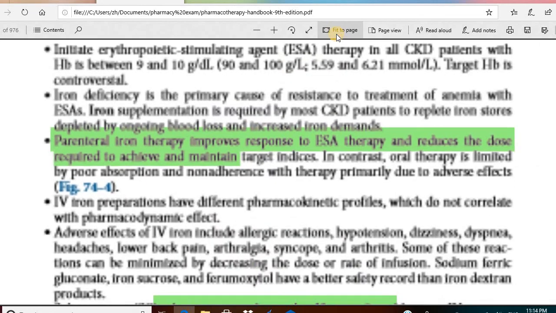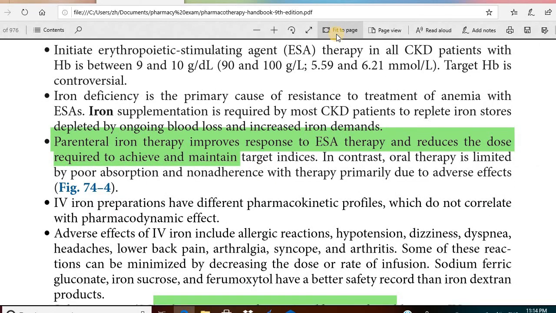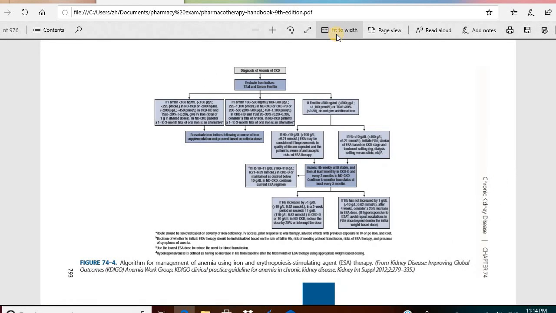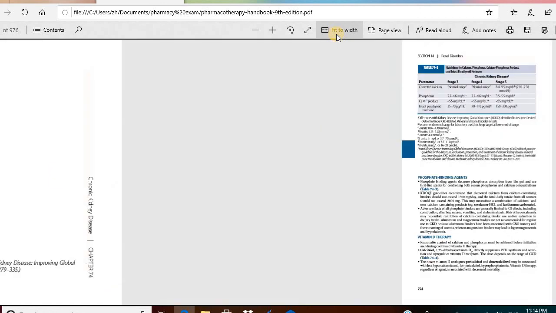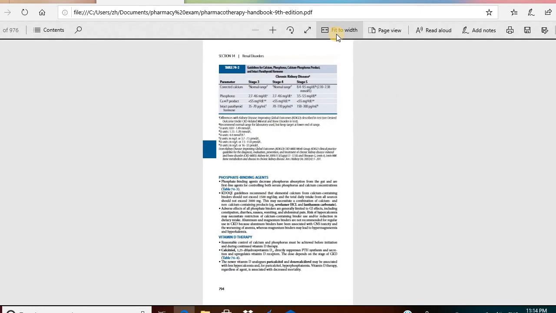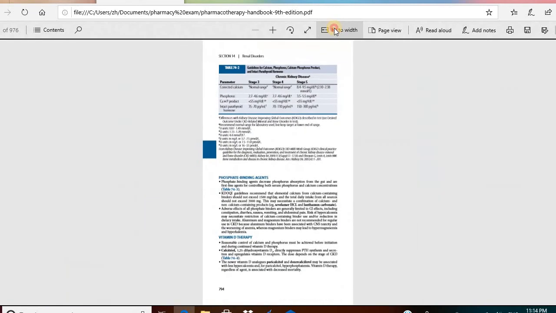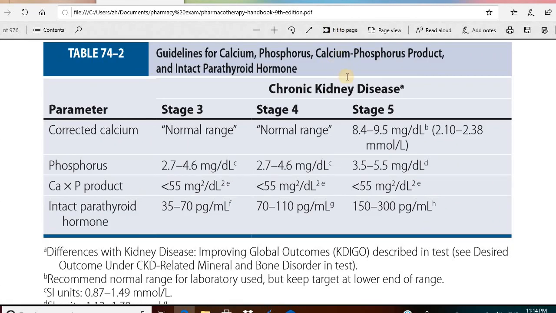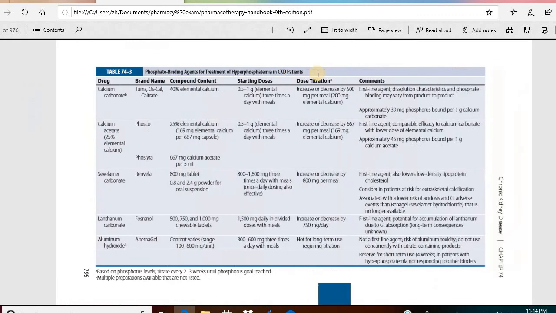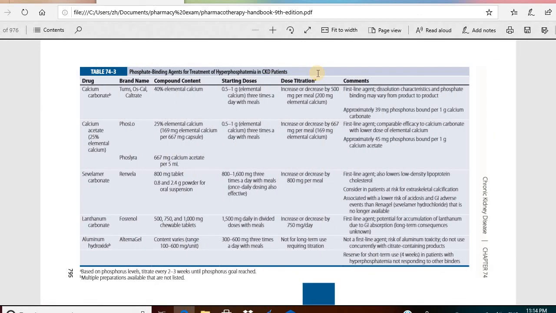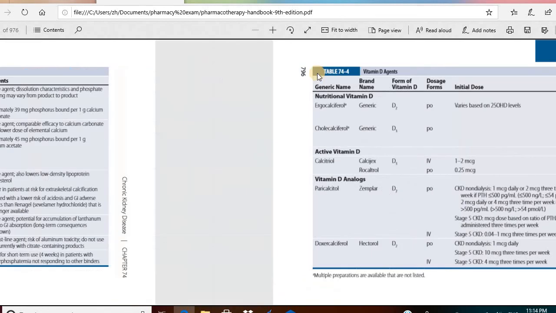Then we have discussed the anemia and the treatment at the end. So we will discuss in the later video the guidance of the calcium phosphorus product and the intact parathyroid hormone, and how we can treat with phosphate binding agents for treatment of the hyperphosphatemia in CKD patients.